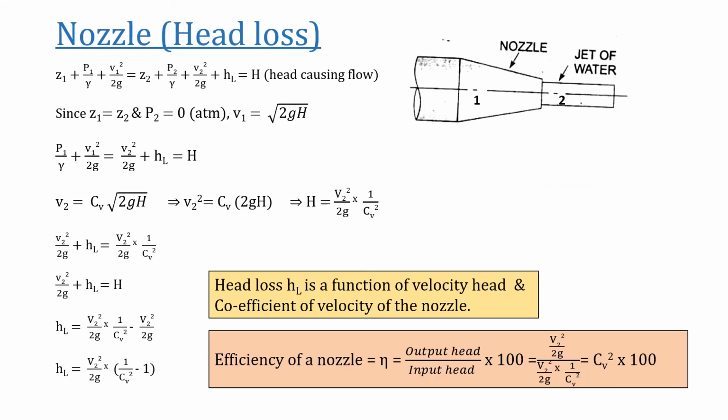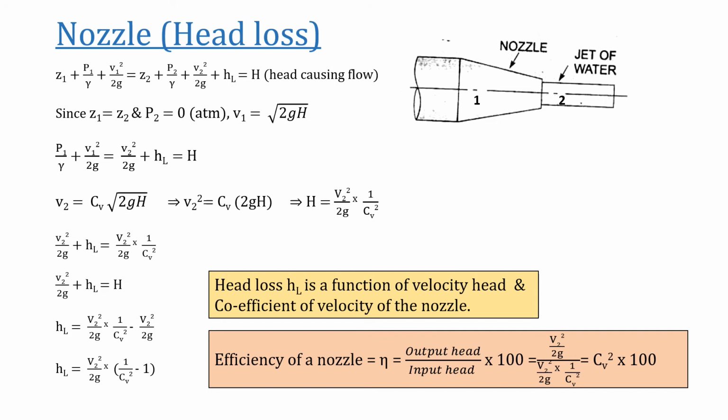So now let's compute the head loss through a nozzle. We know HL is the head loss, and it has to be incorporated in the downstream section. So considering sections 1 and 2, the head loss is added to the second section. If we write the energy equation, it can be written like this: Z1 plus P1 over gamma plus V1 square over 2g is equal to Z2 plus P2 over gamma plus V2 square over 2g plus HL, which is equal to H, the head causing flow.